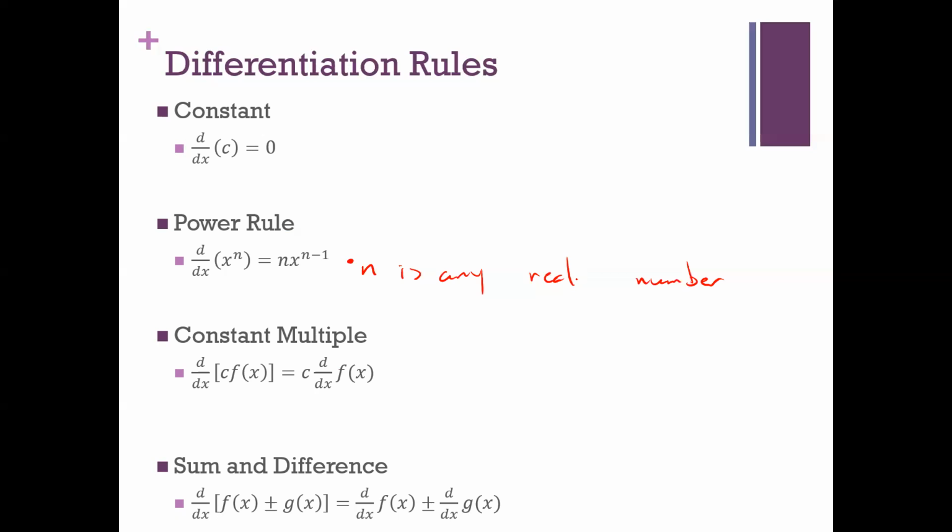And then constant multiples and sum and difference, we're not going to prove these out, but these behave hopefully the way that you would expect them to. If I have x cubed and take the derivative, I can basically use the same technique to take the derivative of 5x cubed. Basically, the derivative is going to be 5 times whatever the derivative of x cubed is. We're going to do an example of that as soon as we move on.